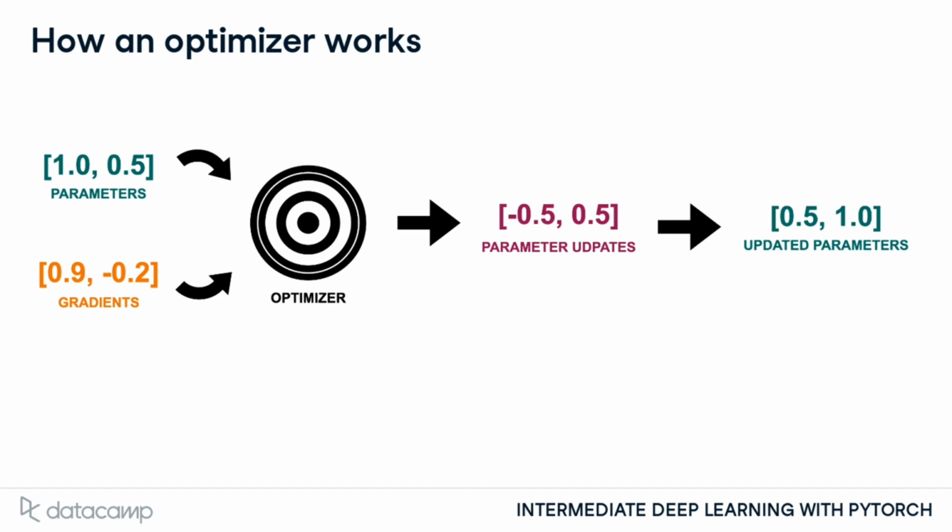But how does the optimizer know how much to update and in which direction? The direction depends on the gradient sign. The first parameter, for example, has a positive gradient, so it should be decreased in order to decrease the loss. Hence, the parameter update is negative. What about the size of the update? Different optimizers use different approaches to decide how much to update.